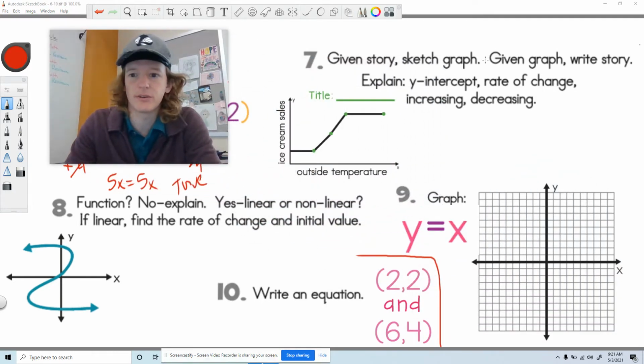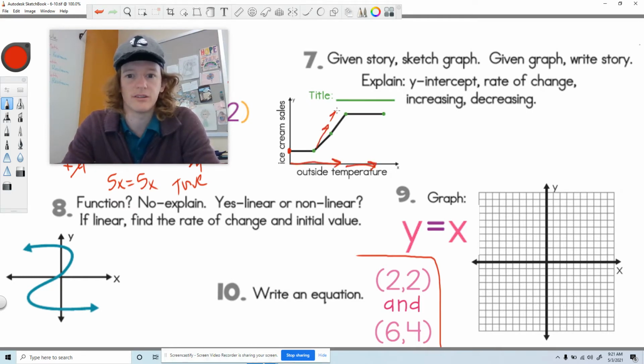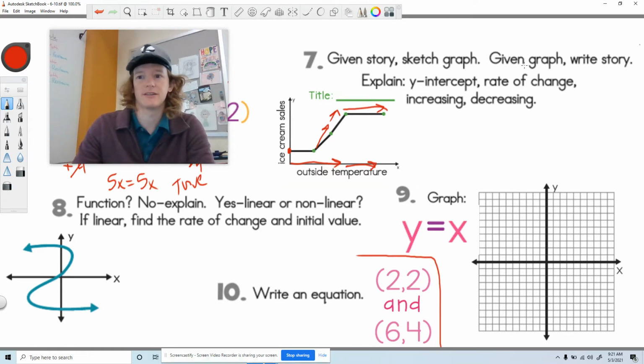Number 7, we're given a graph. We need to write a story. Notice that our ice cream sales, they're making some money when the temperature is pretty low. As the temperature gets higher, they start making more money. And at some point, they stop making super crazy amount of money. I mean, an ice cream store can only make so much. There's only so much room inside and only so many employees that can work. So go ahead and give me a little story for this graph.